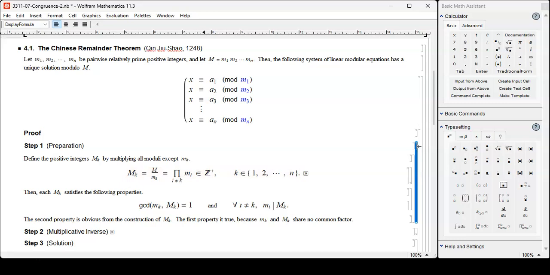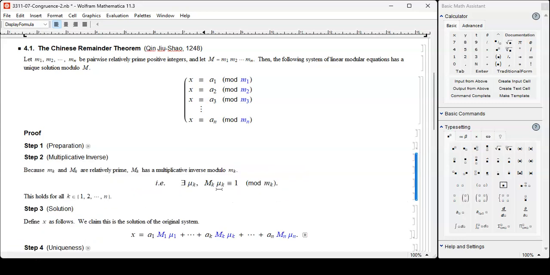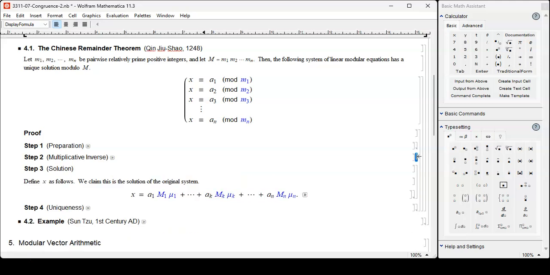So that's how you get capital Mk. And how about mu k? It's a multiplicative inverse of capital Mk modulo small mk. Again, x and a's played no role here. These were completely determined by the moduli m1, m2, m3, and so on. That's why they're highlighted in blue.